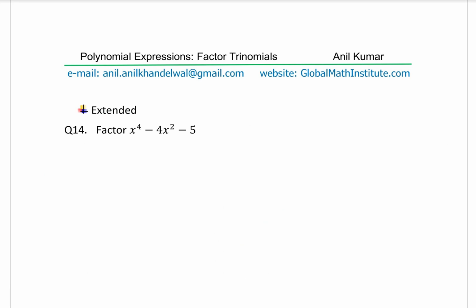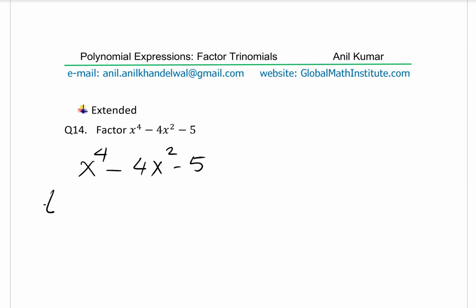It is kind of extended since now in question number 14 we need to factor x to the power of 4 minus 4x squared minus 5. How am I going to do that? Let me rewrite this expression, which is x to the power of 4 minus 4x squared minus 5. This is not quadratic, it is degree 4. Well, let's do a substitution.